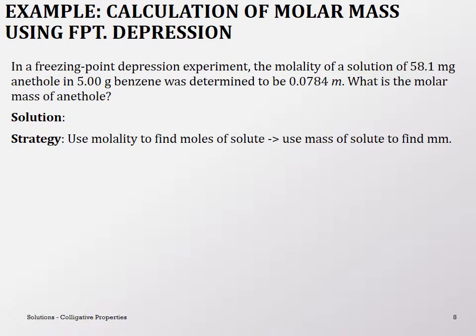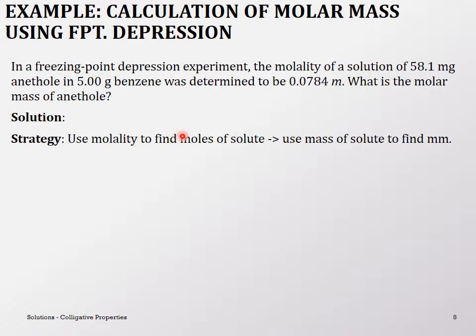One of the things that you can do with Raoult's law is calculate the molar mass of an unknown substance using freezing point depression or boiling point elevation. So in this problem, we're going to solve the molar mass using freezing point depression. In a freezing point depression experiment, the molality of a solution of 58.1 milligrams of anethol in 5 grams of benzene was determined to be 0.0784 molal. What is the molar mass of anethol?